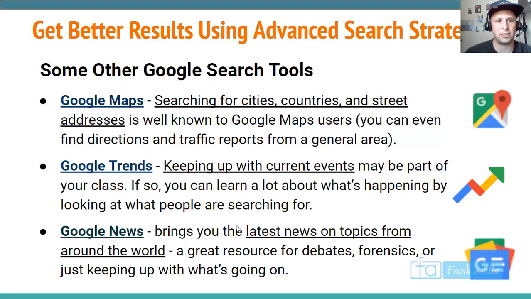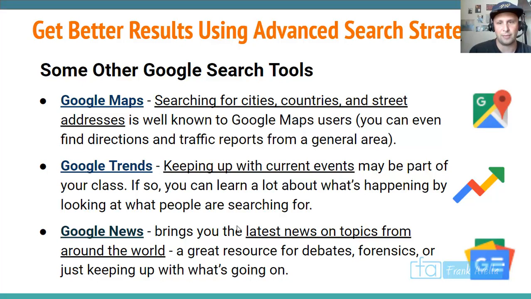Then they're going to show you six specific search tools here. These are the first three. I'm pretty sure there are six coming up. So Google Maps. We've talked about that. That's not new. Searching for cities, countries, street addresses is well known to Google Maps users. We've done this before. You can even find directions and traffic reports.